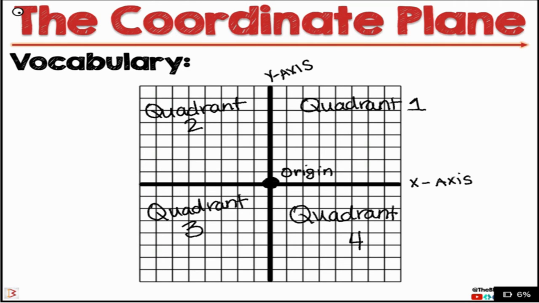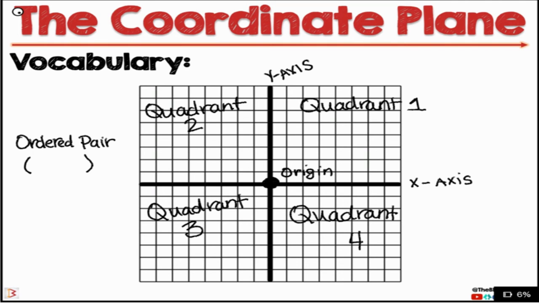Now, the way that we move around a coordinate plane is by using something called an ordered pair. The ordered pair tells us where our point is located on the plane. It consists of two pieces of information. It tells us where the x coordinate corresponds on the number line along our x-axis, and where the y coordinate corresponds on the number line on our y-axis.